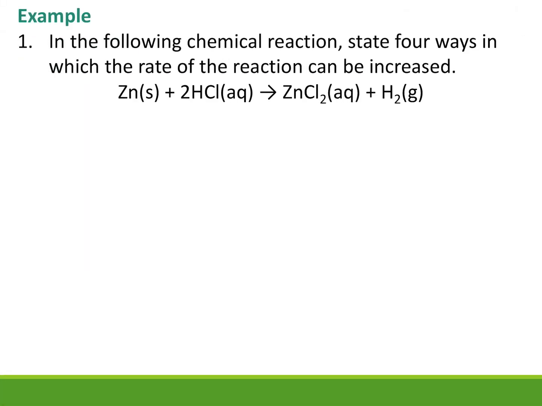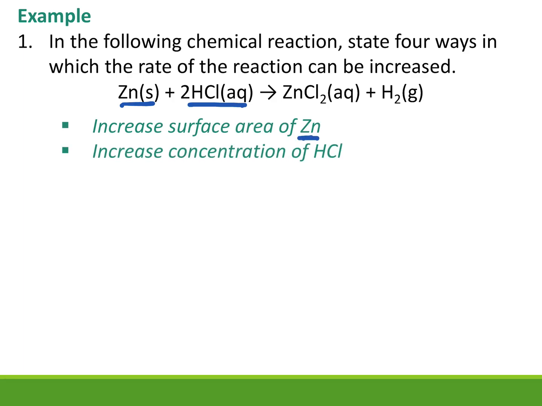All right, very straightforward. As an example, in the following chemical reaction, state 4 ways in which the rate of reaction can be increased. Please, you need to be specific. We have a solid and we have an aqueous solution, so we can talk about surface area and we can talk about concentration. The first one: increase the surface area of the zinc. We can also increase the concentration of the HCl.